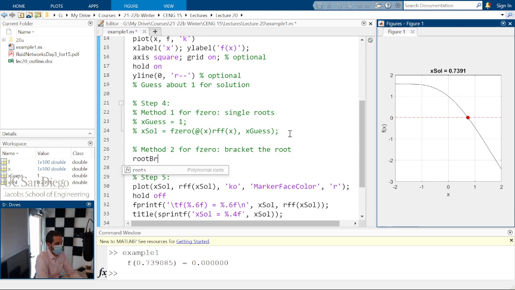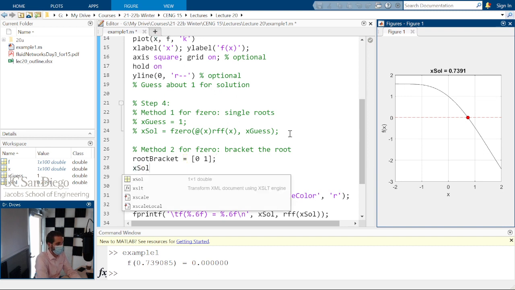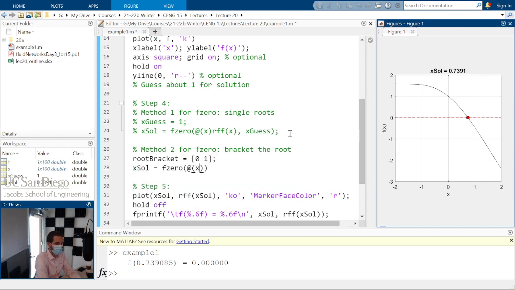So you can imagine something called root bracket, and here we provide a 2-element vector that says, I know it's between here and here. It has to be between here and here. So if I'm looking at a plot like this, I would probably say 0 and 1, just because I know that it's in between 0 and 1. And then the syntax for F0 looks pretty much the same. The only difference is instead of xguess, you give it a root bracket.